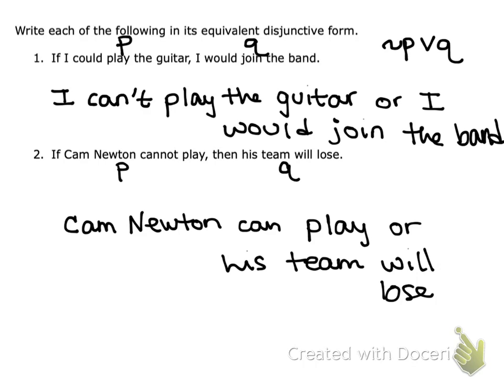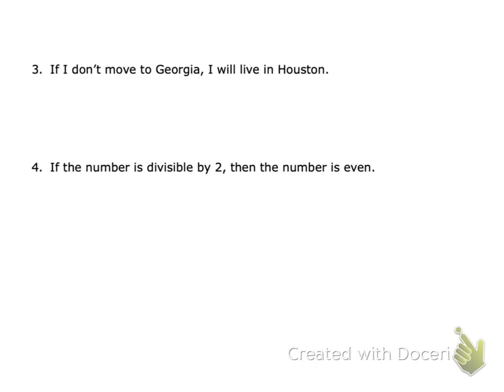And you should be able to, even though they sound different, see the equivalency in the meanings when we write it a different way. If Cam Newton can't play, his team will lose. Cam Newton can play, or his team will lose. The meaning behind it is the same. I can't play the guitar, or I would join the band. If I could play the guitar, I would join the band. The meaning behind it is the same. That's the equivalent piece. All right, if I don't move to Georgia, I will live in Houston.